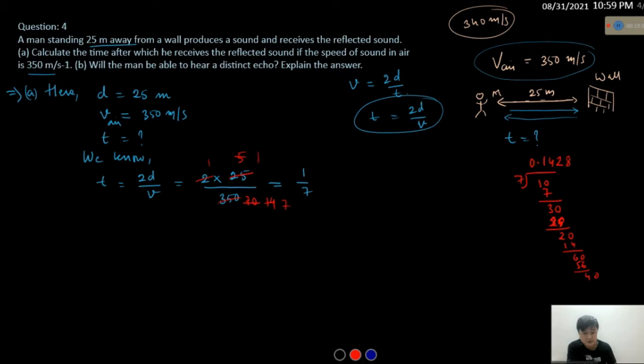So we can conclude here only. So this is equal to, we can write 0.14. Since this number is greater than 5, we can add 1. 3 second. Time is equal to 0.143 second.